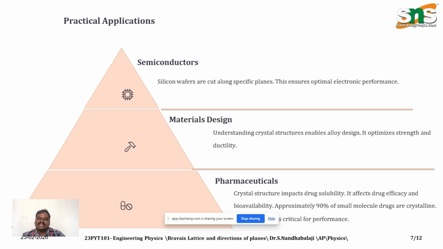In practical applications of directions, for semiconductors, silicon wafers are cut along specific planes. This ensures optimal electronic performance. In materials design, understanding crystal structures enables alloy design. It optimizes strength and ductility, as in iron materials and alloy materials. In pharmaceuticals, crystal structures impact drug solubility and affect drug efficiency and bioavailability. Approximately 90% of small molecule drugs are crystalline. This is critical for performance.